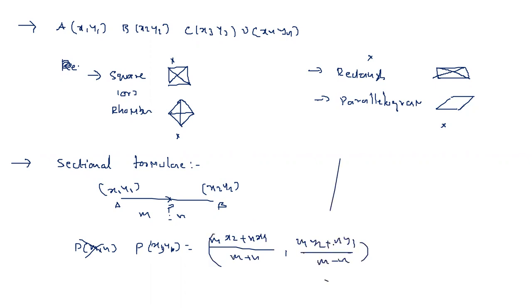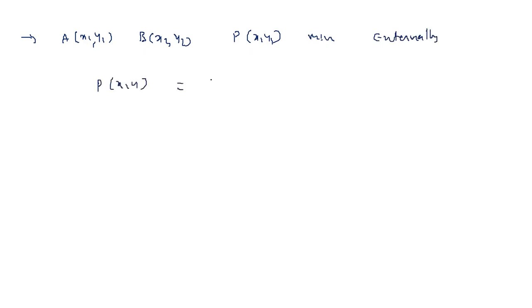In the same way, if I am discussing A (x1, y1) and B (x2, y2), and P is (x, y), which is dividing the line in the ratio m is to n externally, then the coordinates of P are (mx2 minus nx1) by (m minus n), (my2 minus ny1) by (m minus n).